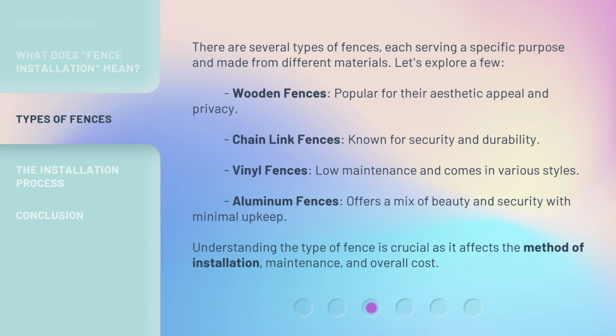There are several types of fences, each serving a specific purpose and made from different materials. Let's explore a few. Wooden fences, popular for their aesthetic appeal and privacy. Chain link fences, known for security and durability. Vinyl fences, low maintenance and available in various styles. Aluminum fences, offering a mix of beauty and security with minimal upkeep. Understanding the type of fence is crucial as it affects the method of installation, maintenance, and overall cost.